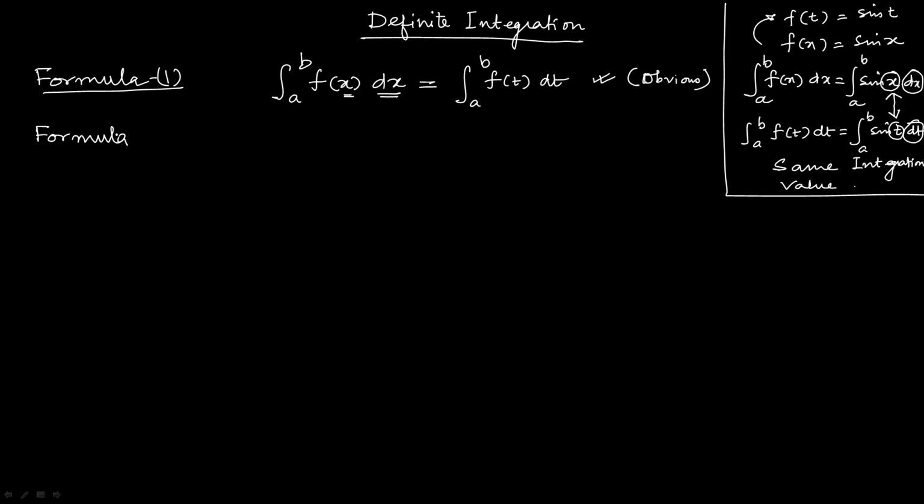Now formula number 2. Formula number 2 is the integral from a to b of f(x) dx equals minus the integral from b to a of f(x) dx.